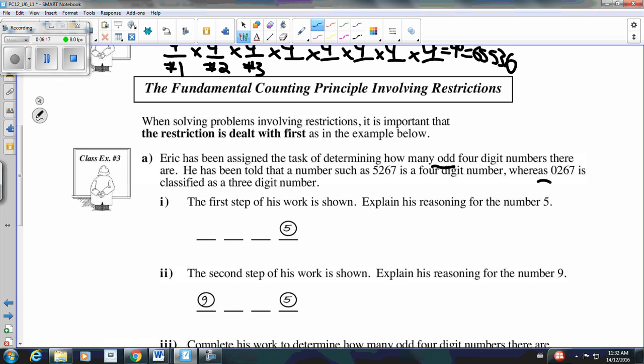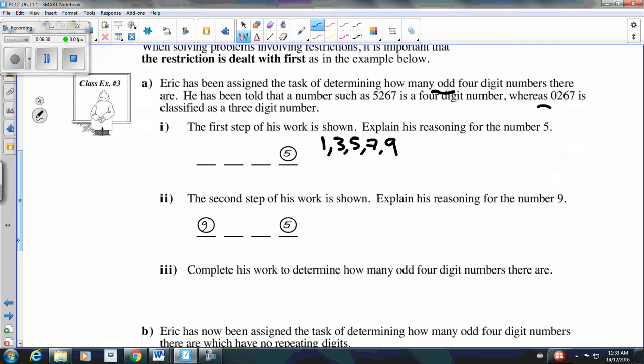The reason is this digit can be 1, 3, 5, 7, or 9. Right? When we do this, we can put numbers 0 to 9 to make 4-digit numbers, but we need to make this an odd 4-digit number. So we have 5 choices for that final spot because it needs to be odd. Remember, to be odd, only the last digit needs to be odd. The second step of his work is shown.